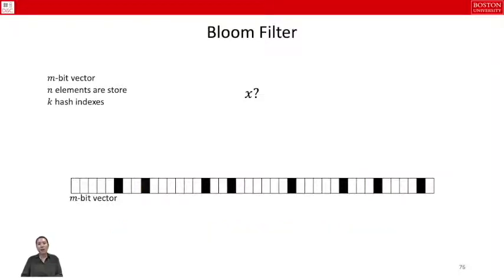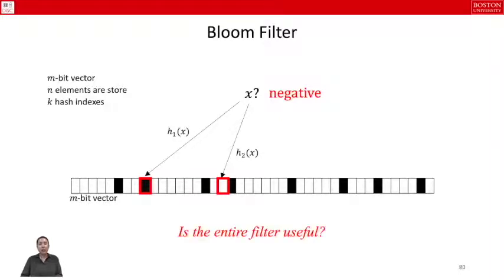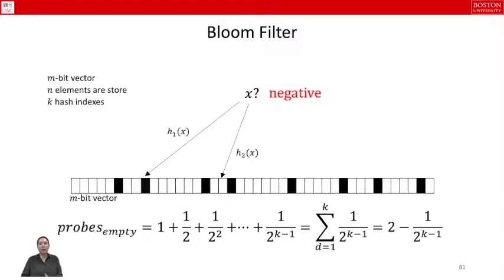If there are any bits with value 0, then it is negative. For a negative result, the Bloom filter can screen out the unnecessary data accesses. However, is the entire filter useful? In order to find out, let's look at the average number of filter probes for empty queries. We need to check the filter at least once.